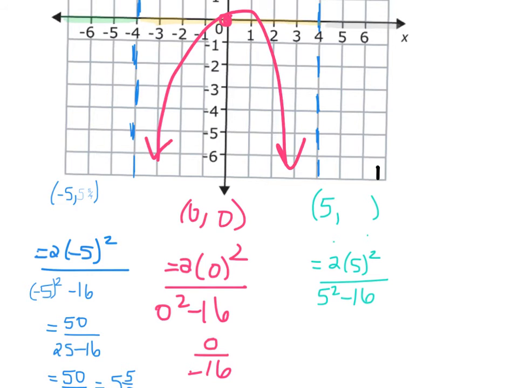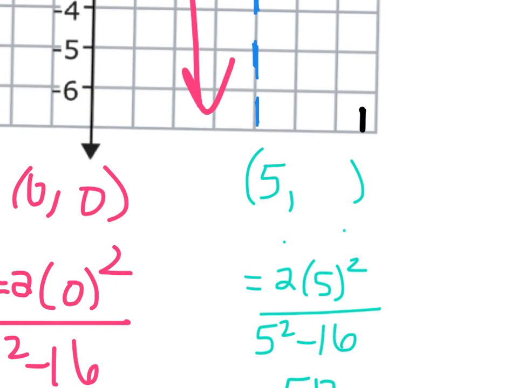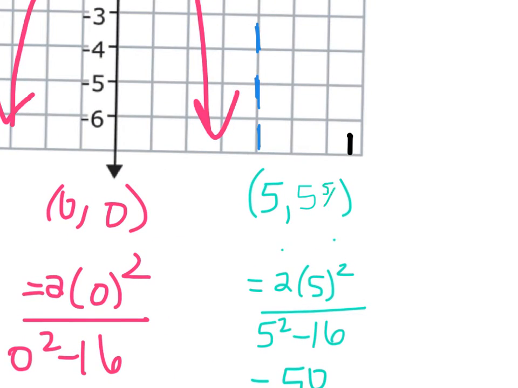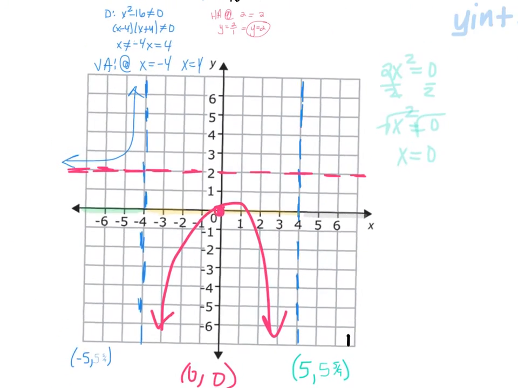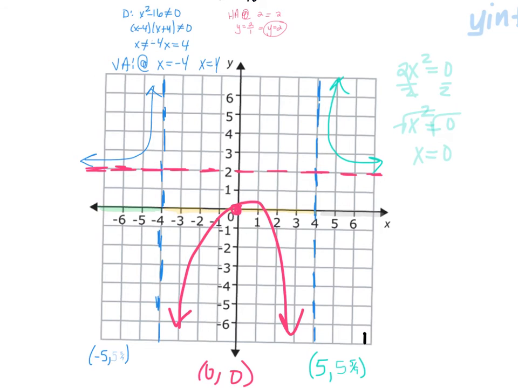From the original, okay. So I have, what is 5 squared? Times 2. 50 over what? Okay, so what is that? We already know. 5 and 5/9, right? So where is the point? 5, 5 and 5/9. Is it above that horizontal asymptote or below? It's above it. It's somewhere up here, so we're just going to go just like that. And there's your function graphed.